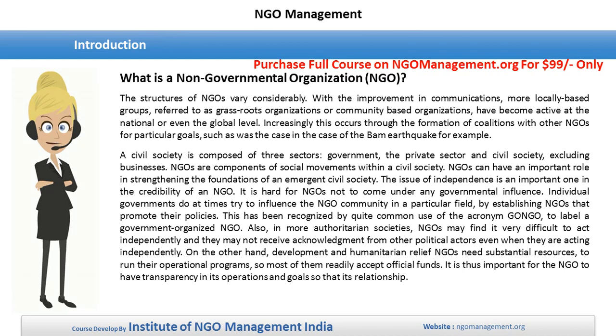It is hard for NGOs not to come under any governmental influence. Individual governments do at times try to influence the NGO community in a particular field by establishing NGOs that promote their policies. This has been recognized by quite common use of the acronym GONGO to label a government-organized NGO. Also, in more authoritarian societies, NGOs may find it very difficult to act independently, and they may not receive acknowledgement from other political actors, even when they are acting independently.